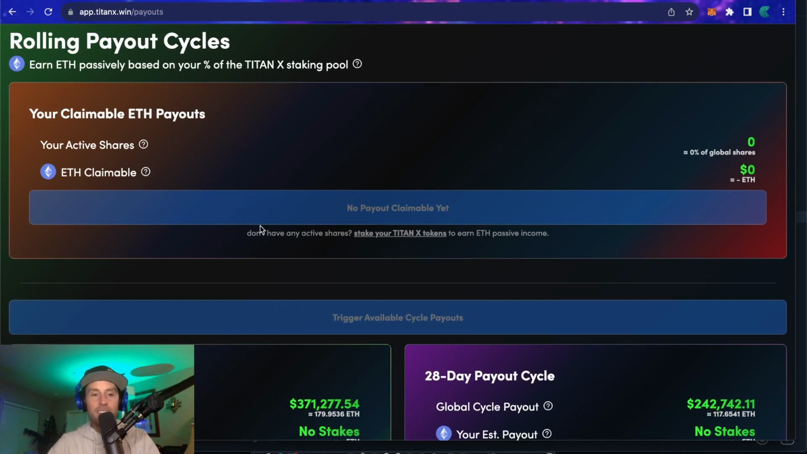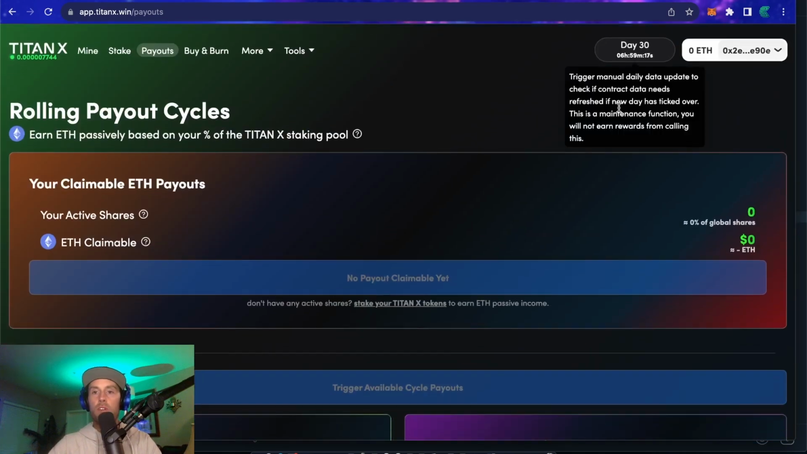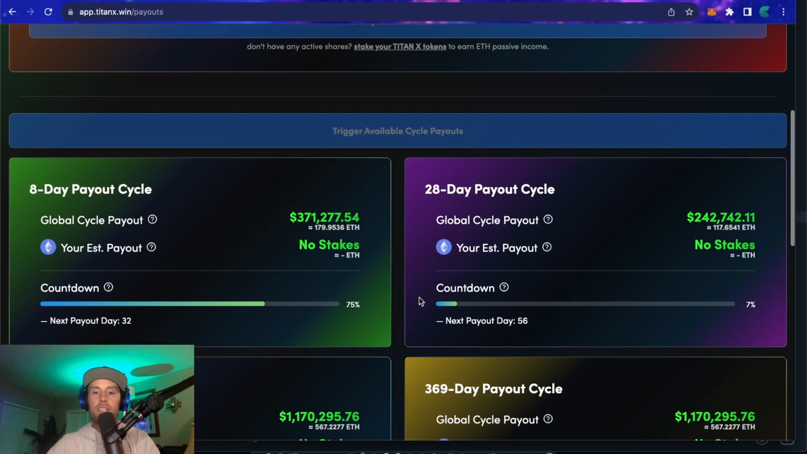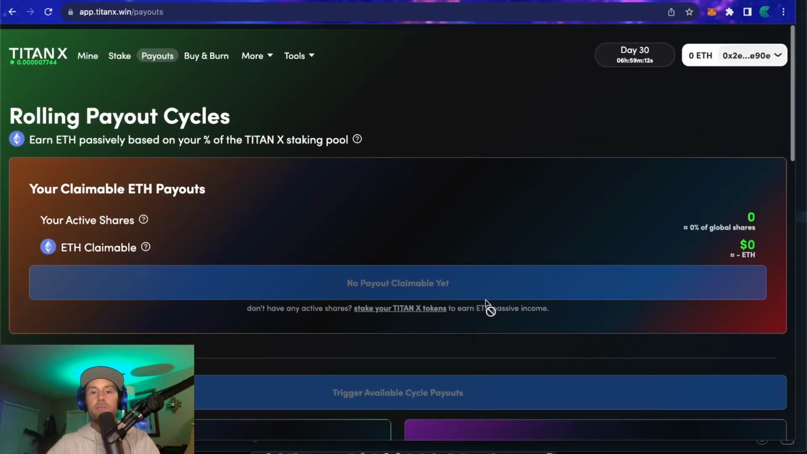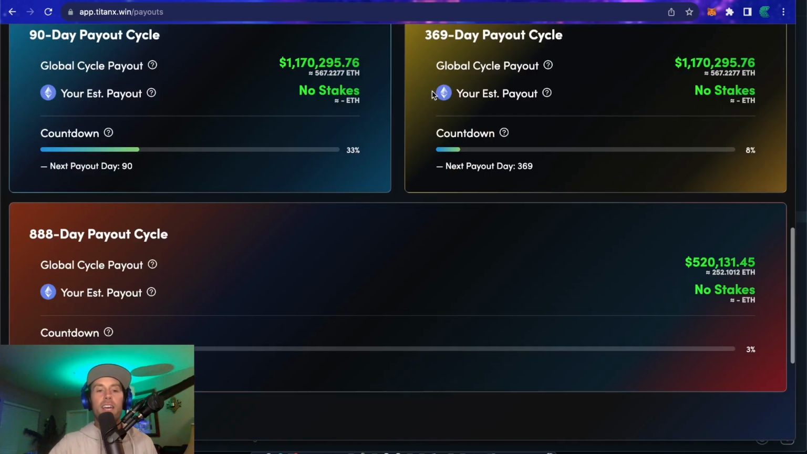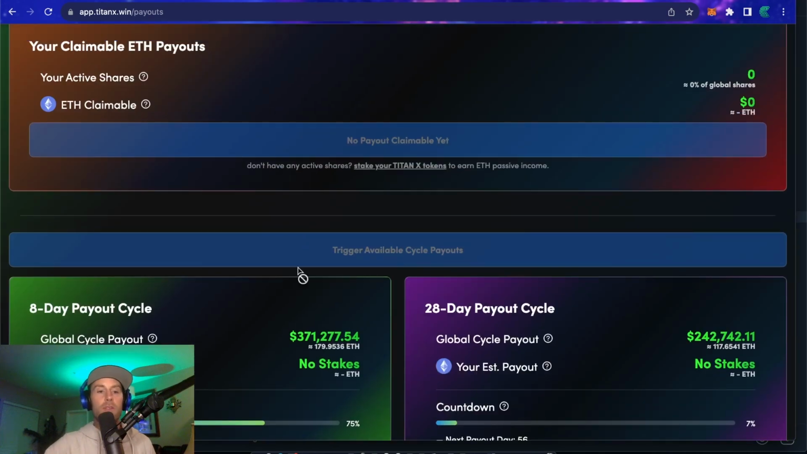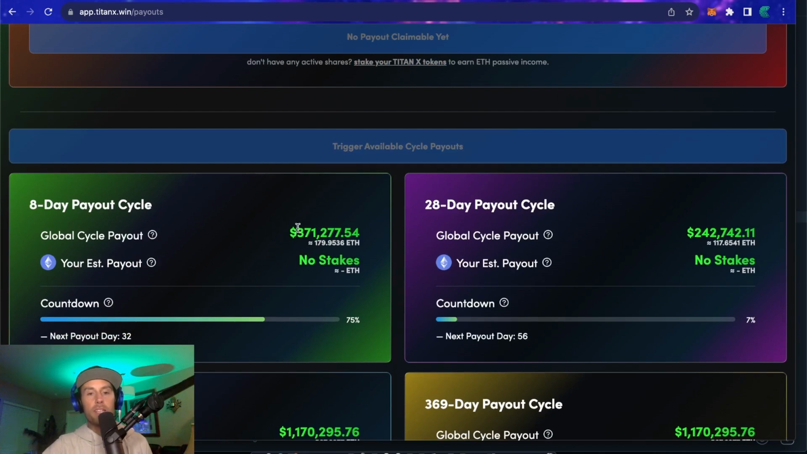Now, why that is, is because the system is designed so that every single 8 days, that means in 2 days from now, or I guess it would be on day 32 of the protocol, depending on when you're watching this, in the next 26 days, so every single 8 days, every 28 days, every 90, every 369, and every 888 days, there are payouts that occur within the system. And as you can see here, the next 8-day payout has 371,000 in it. The 28-day payout has 242,000.